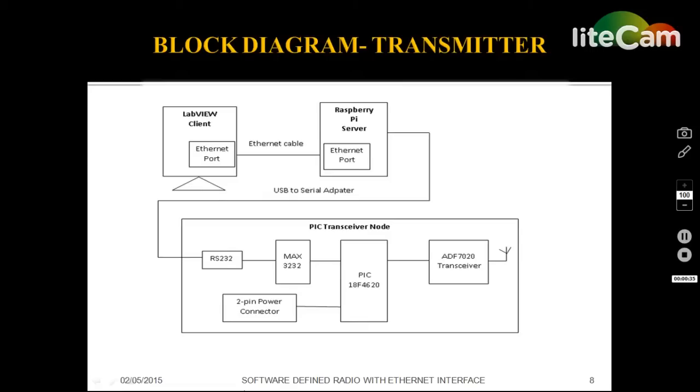PIC transceiver node has a PIC 18F4620 microcontroller to program the RF transceiver module ADF7020. We have a MAX3232 as the voltage level converter, and a 2-pin power connector to connect the external battery of 3.3 volt.